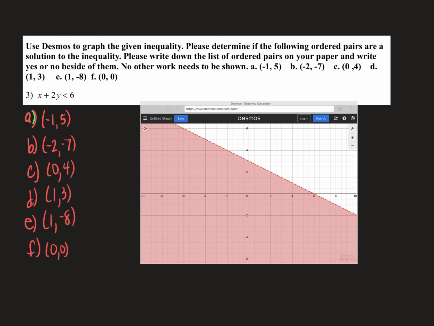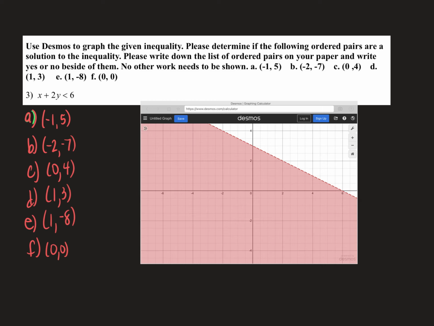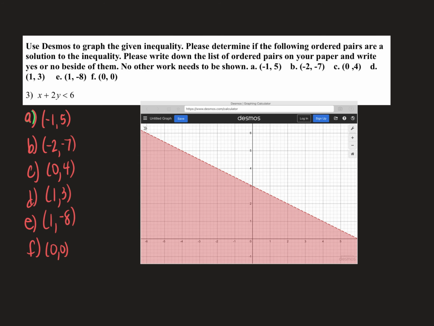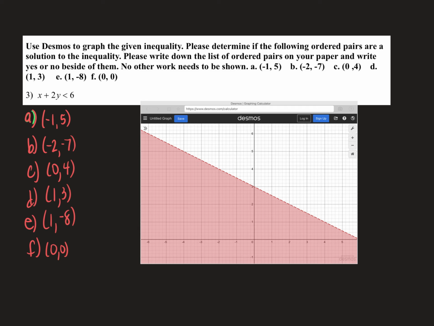Now, let's look at these ordered pairs, and you can zoom in if you want. -1, +5. As high as that goes is 3.5. So you can tell that at -1, +5, that would be here. So -1, +5 is not a solution for that inequality.